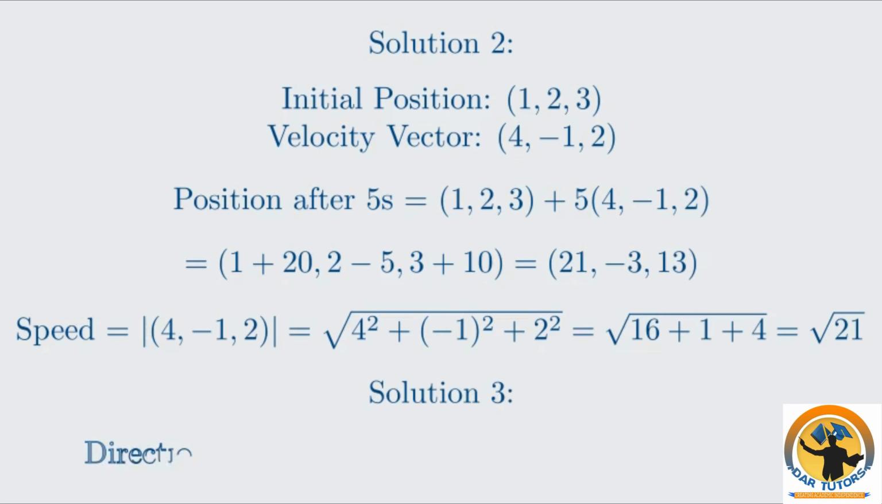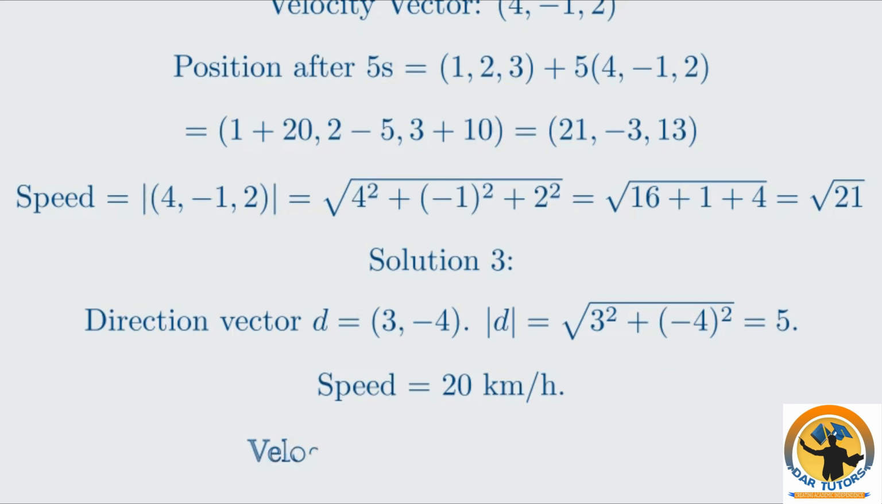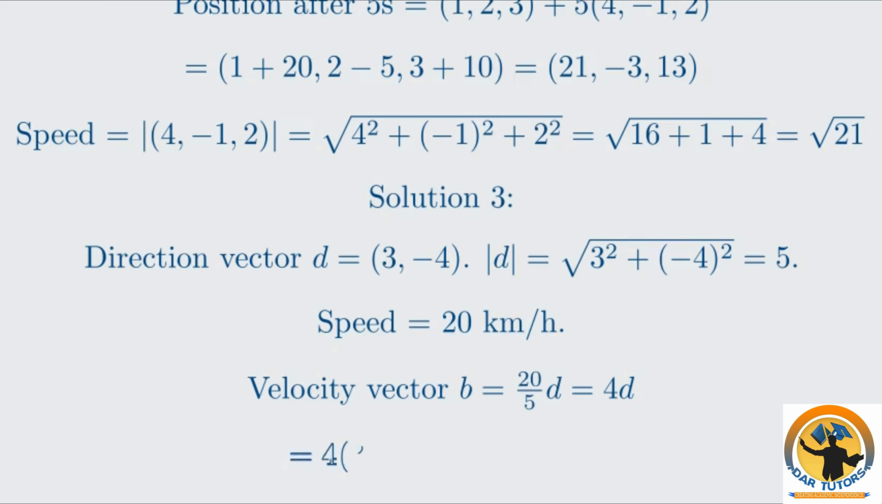For question 3, the direction vector is (3, -4), with a magnitude of 5. The desired speed is 20. We scale the direction vector by 20 over 5, which is 4. So the velocity vector is 4 times (3, -4), which is (12, -16).